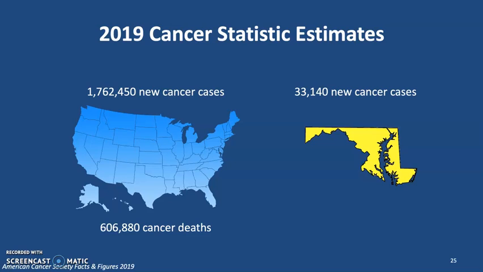So this is 2019 statistics showing that in the United States, we have almost 2 million new cancer cases a year, 600,000 plus deaths. In Maryland alone, over 30,000 new cases. This is a big deal. It's one of the leading causes of death and disability, or at least huge impacts on a person and their family's lives in the world.